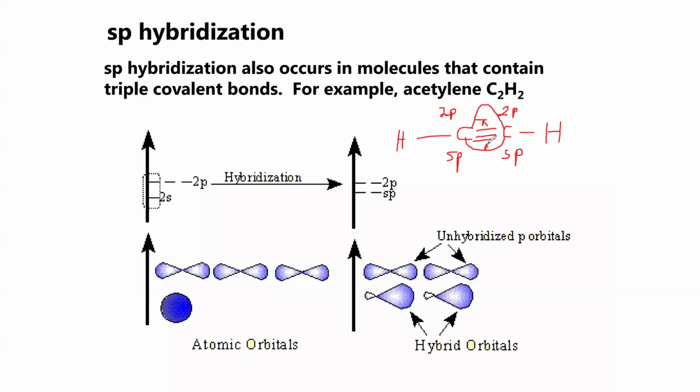In a compound like this, if you want to get the number of sigma bonds and pi bonds, of course we have 2 pi bonds because it has a triple bond. The number of atoms is 4, so 4 minus 1 is 3. So we have 3 sigma bonds. We have 2 p orbitals unhybridized, and that is why we have 2 pi bonds.